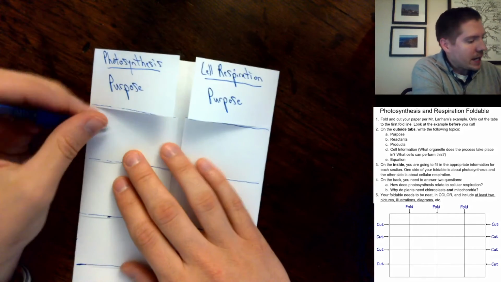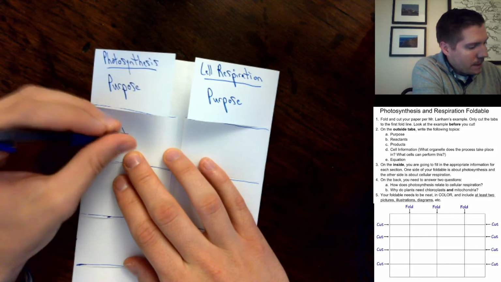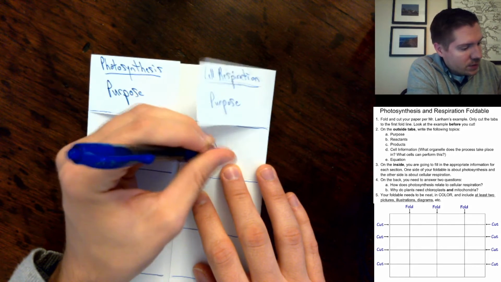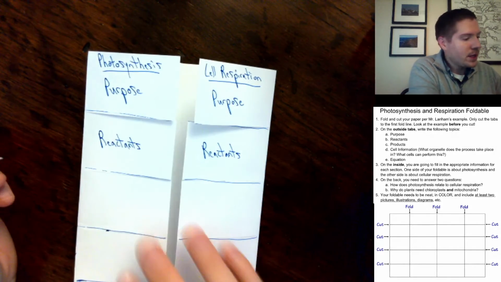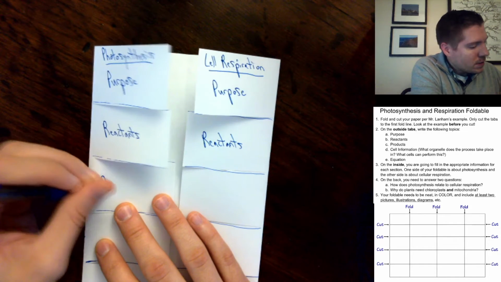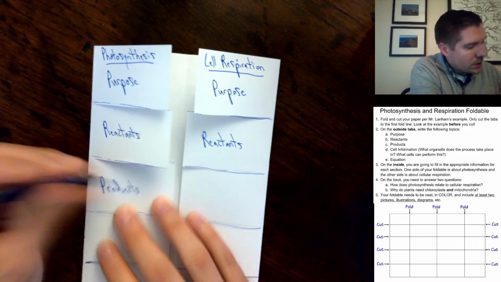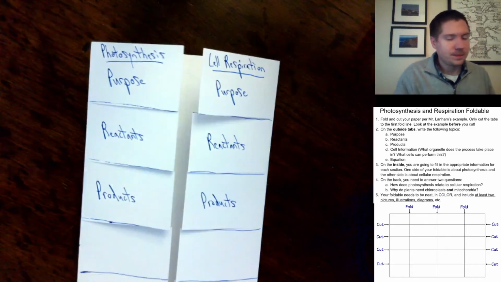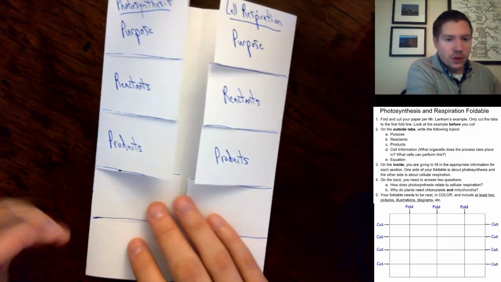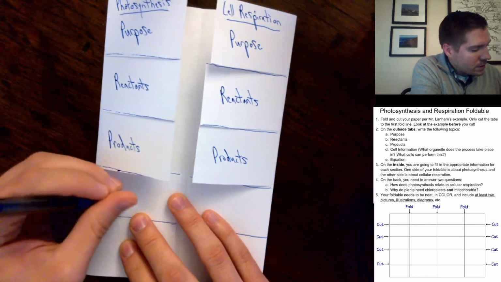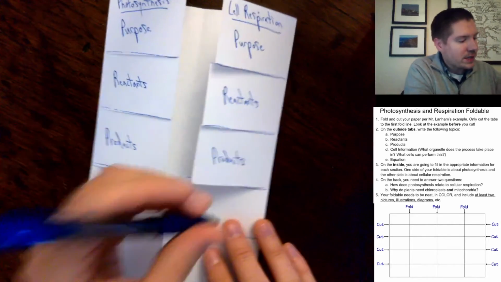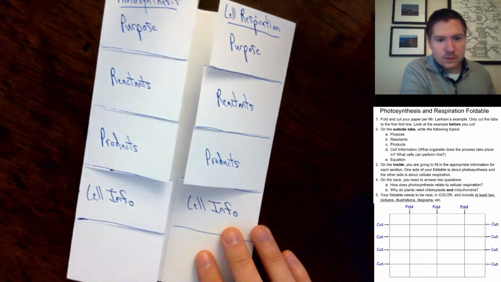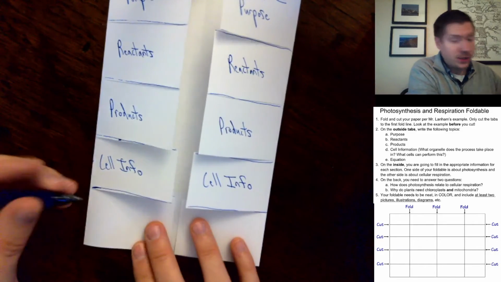The second one was reactants. Remember, the reactants are what goes into the process, what molecules enter. The third one was products. Products are the molecules that come out of the reaction, so what is produced. Fourth was cell information. I'm just going to write cell info. And last was equation.